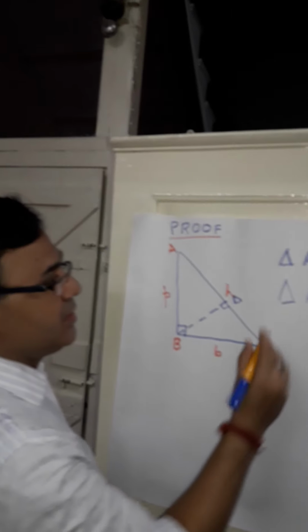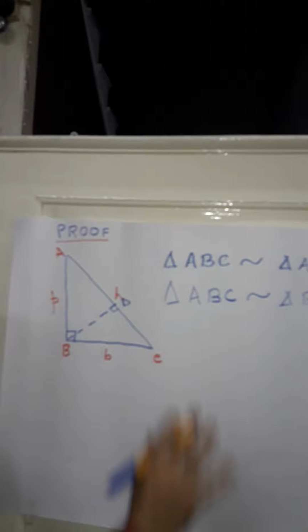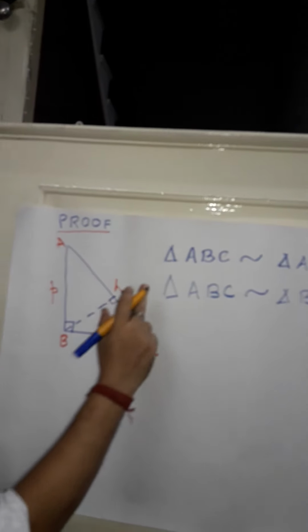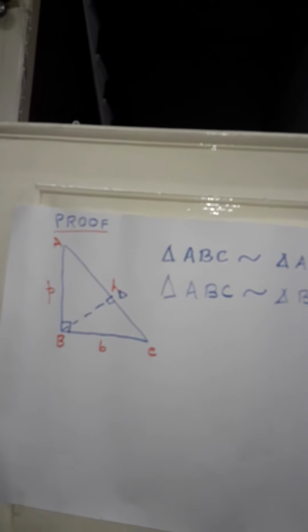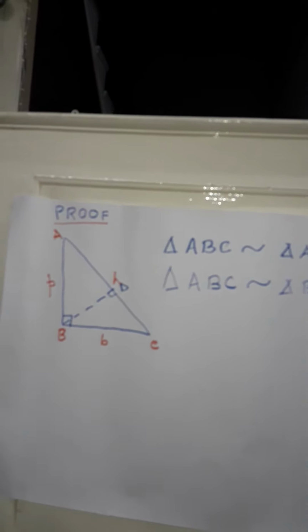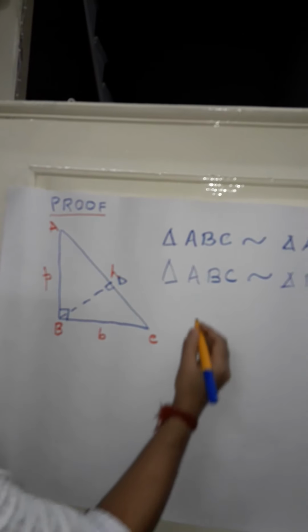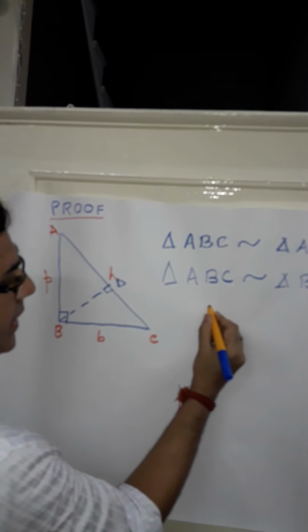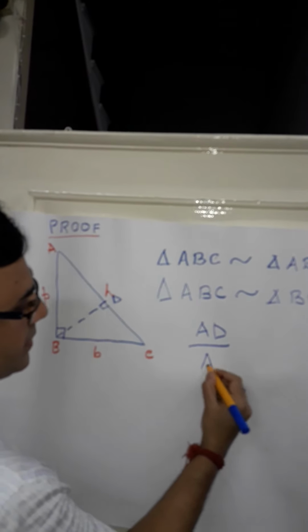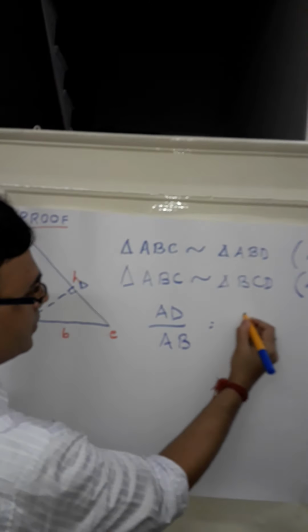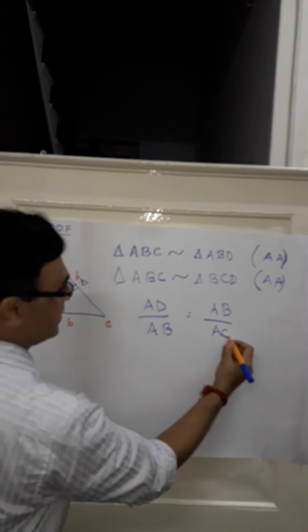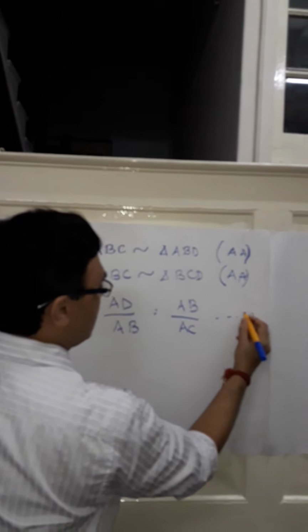Let us consider the first similarity. By the similarity of triangles, we can say that AD by AB is equal to AB by AC. Let this be equation 1.